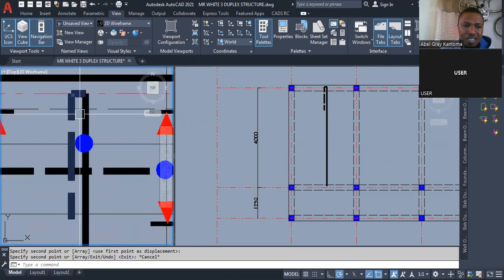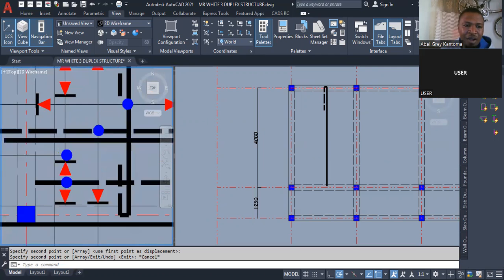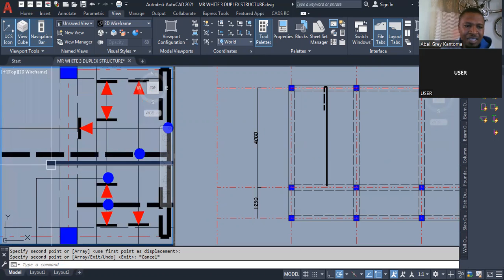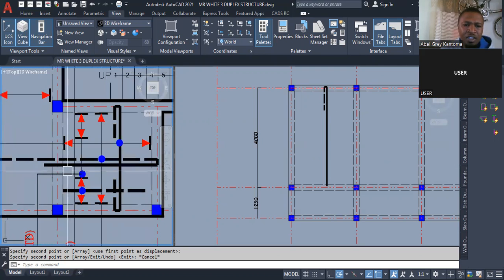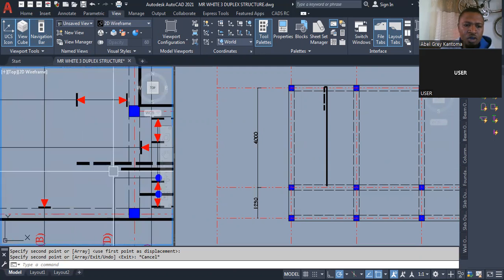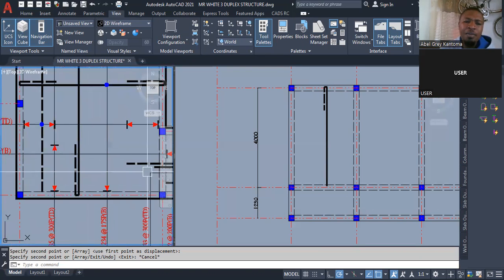You can see this one, the return is just 1/4 here. But when it comes to cantilever, you can see you have this reinforcement. It enters here, but when it's returning into the slab, you can see the return enters here and also goes into the slab 1/4.